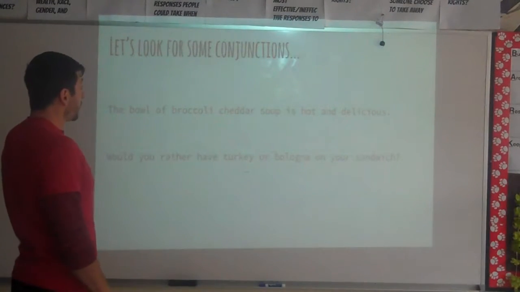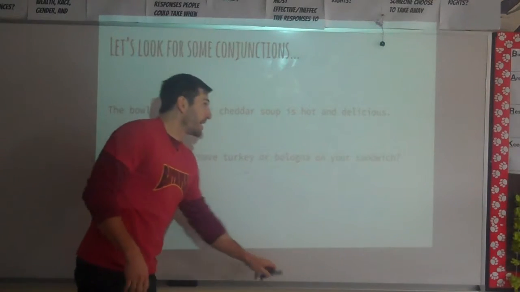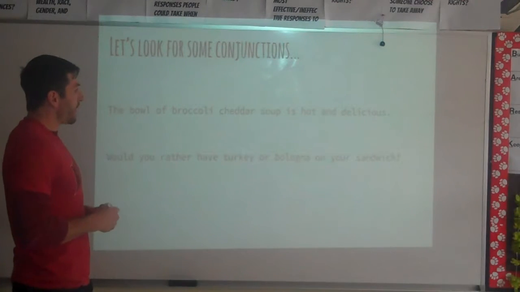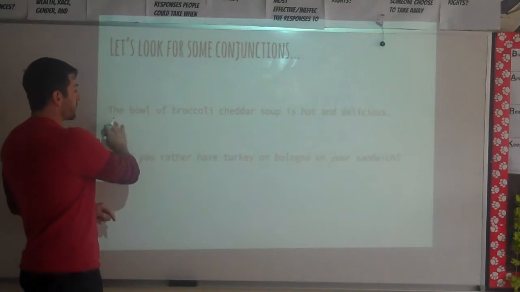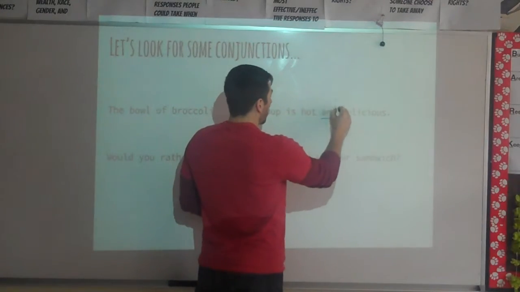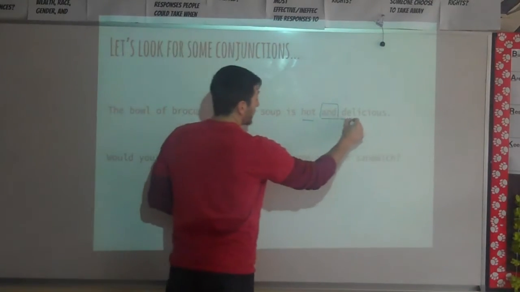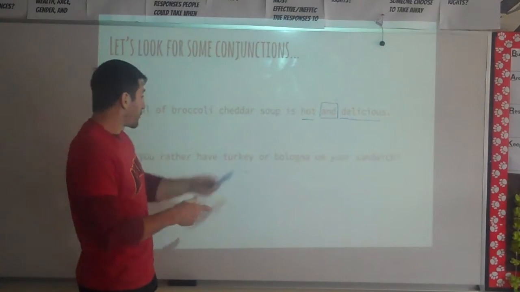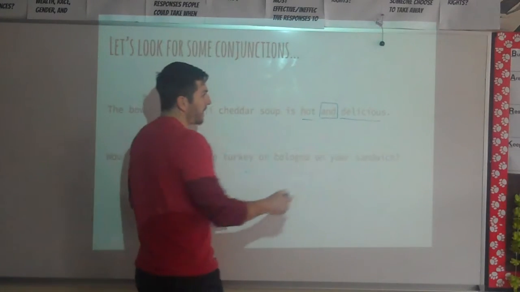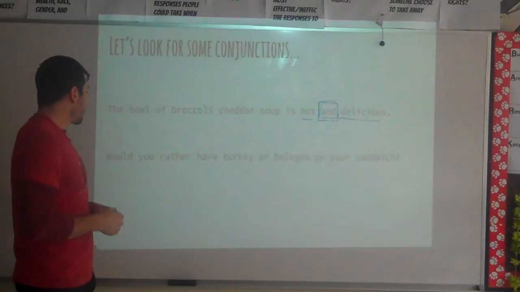So let's look for some conjunctions. So the first one, the bowl of broccoli cheddar soup is hot and delicious. That sounds good right now, actually. I love a good bowl of broccoli cheddar soup. The bowl of broccoli cheddar soup is hot and delicious. So, alright, so I start going through here. What's something that's joining something together? Ooh, there's that and idea, and so it's the broccoli cheddar soup. It's both hot, right, and delicious. So those are, remember, going back, those adjectives that are describers are going back and telling me about that soup, broccoli cheddar soup, I should say.